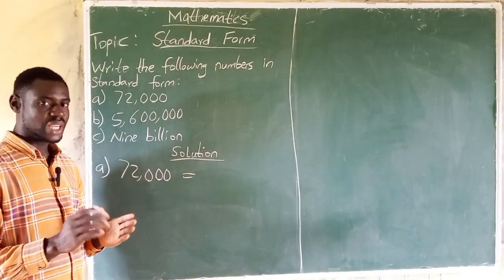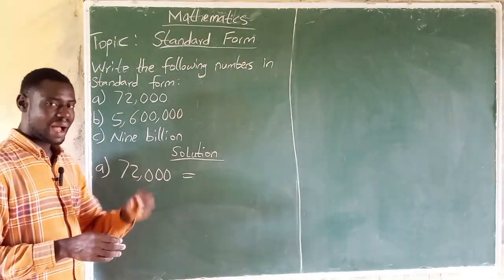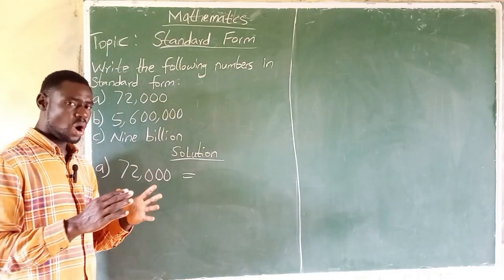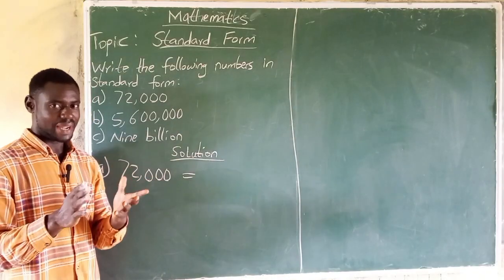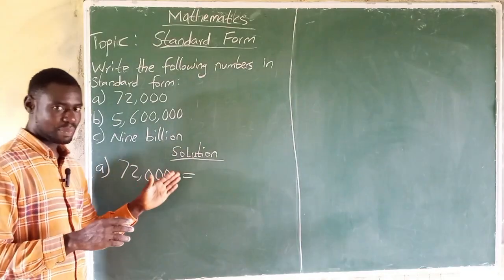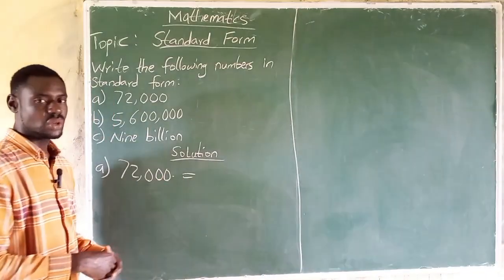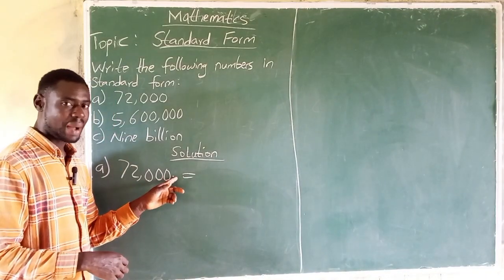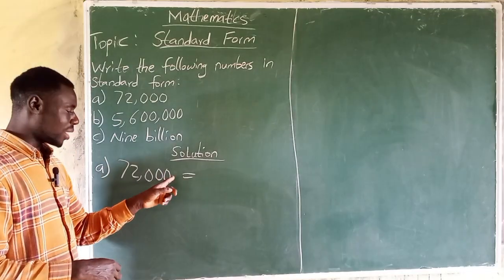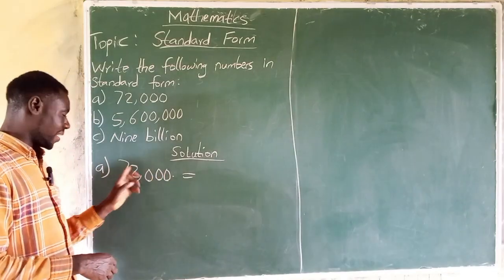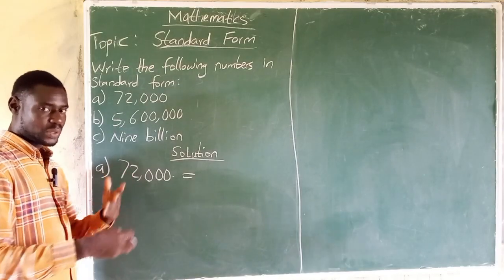Now watch. If you check very well, this number is greater than 1. Once the number is greater than 1, there is a point here, but you might not see it. Today I will tell you that there is an invisible point at the end of this number. When you want to write it in standard form, you are about to take this point to after the first significant figure. You want to place your point here. That is how to put it in standard form.